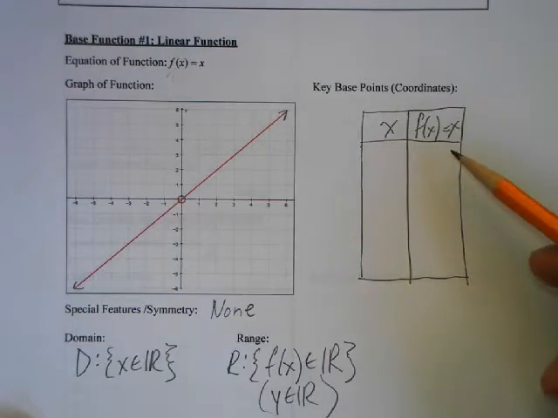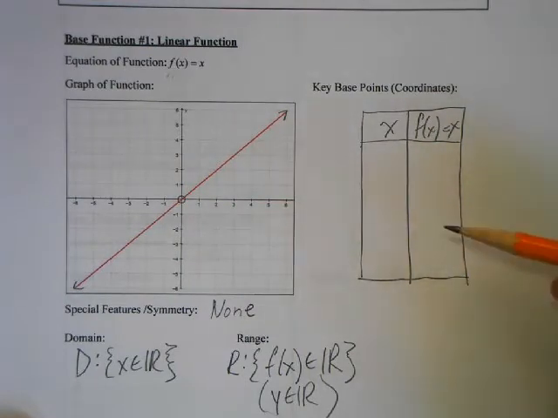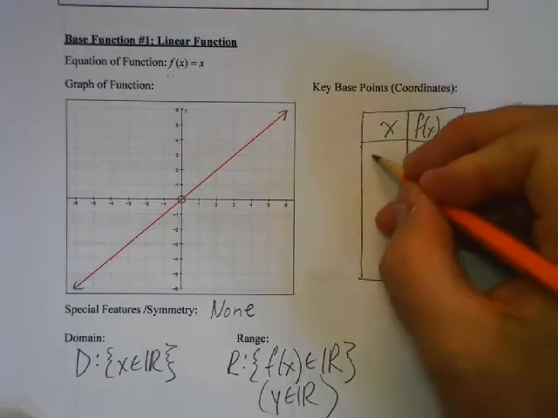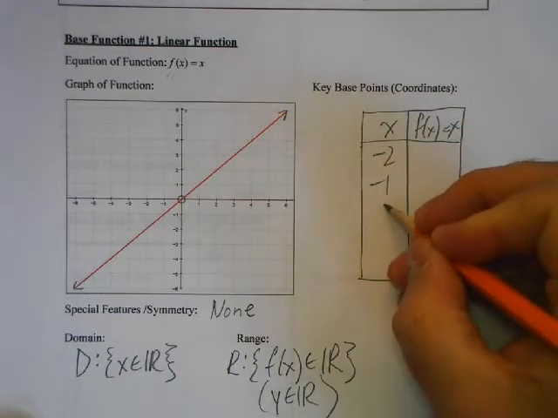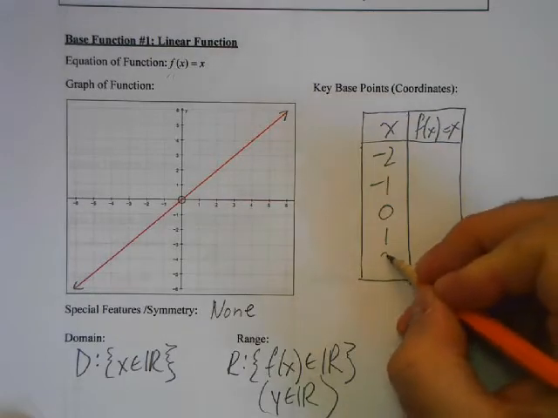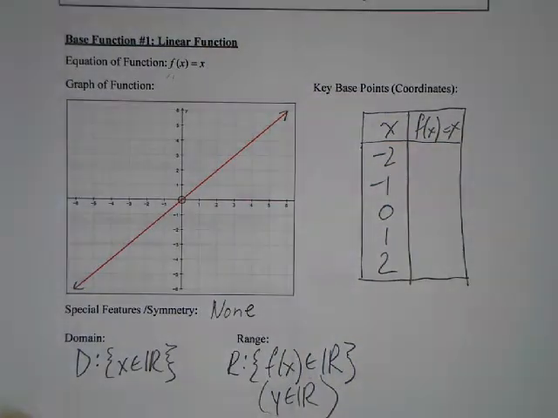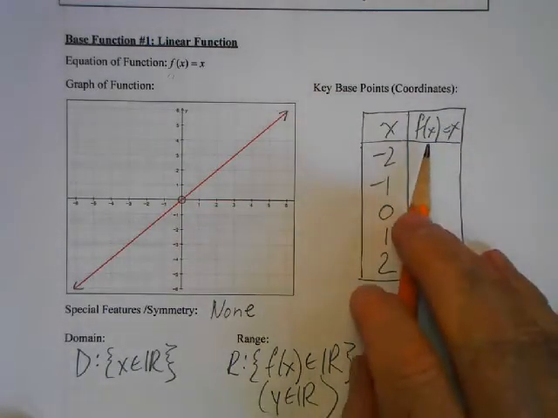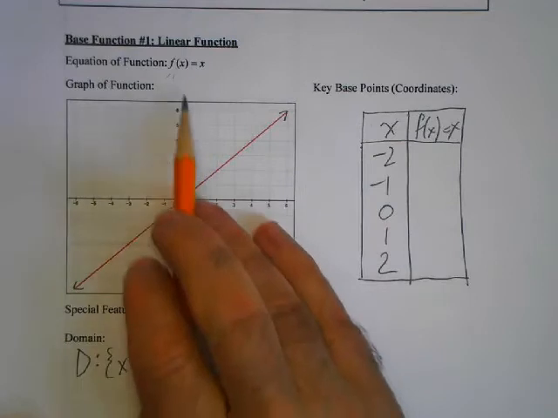Now for a line, all you really need is 2 points. But in order to be consistent with some of the other functions, I'm going to give probably more than we have to. So we're actually going to put the x values from -2, increasing by 1 until we get to 2. So from -2 to +2. And if you calculate what the y coordinate is, or f of x, it's just f of x equals x.